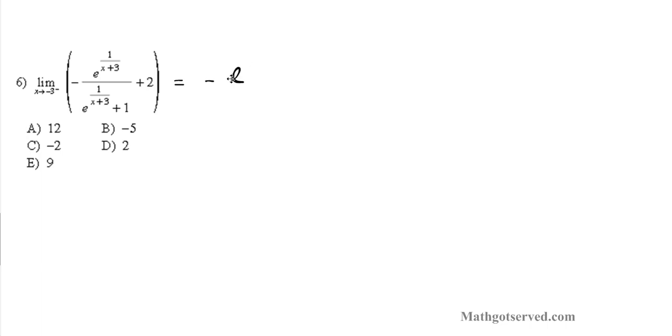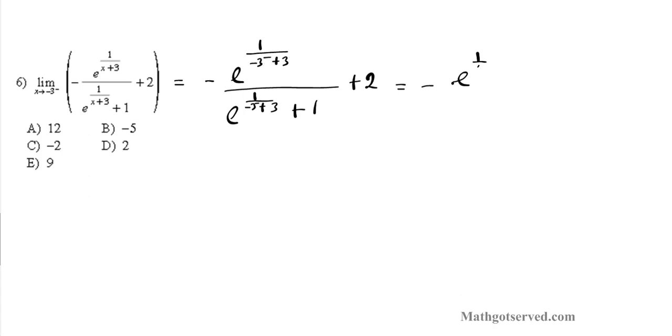We'll have e to the 1 over negative 3 from the left plus 3, divided by e to the 1 over negative 3 from the left plus 3, plus 1, plus 2. Okay? So if we simplify this further, we'll have negative e to the, let's see, this is going to be 0 from the left, so 1 over 0 from the left, over, the same thing here, e to the 1 over 0 from the left, plus 1, plus 2.